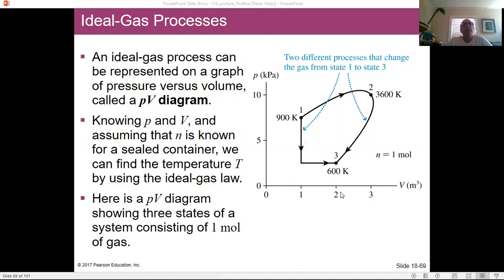One thing that we'll need to do is to calculate temperatures. We can do that, of course, using the ideal gas law. PV is equal to nRT. We can know P and V from the PV diagram. N is given to us. That leaves us one equation and one unknown, T. And so we can calculate the temperature at different points as illustrated in this diagram here.